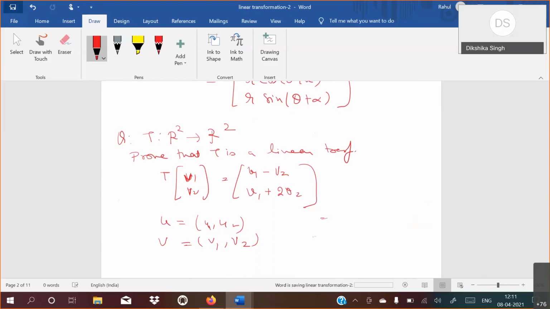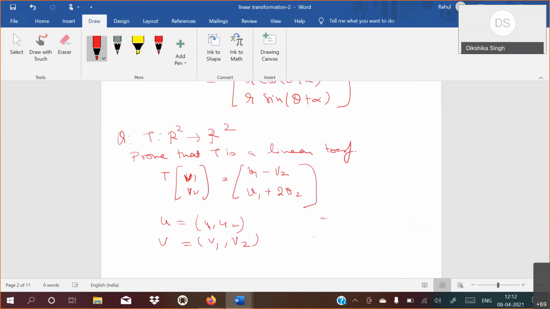So what the question says is that you prove it's a linear transformation, T of V1, V2 is V1 minus V2 and V1 plus 2V2. Now to prove it's a linear transformation, you have to show that T(U plus V) is equal to TU plus TV, right? So you need two vectors. You could take U as U1, U2 and V as V1, V2, and then you can do the whole thing. If you want, I can do this question here. No, ma'am, got it.